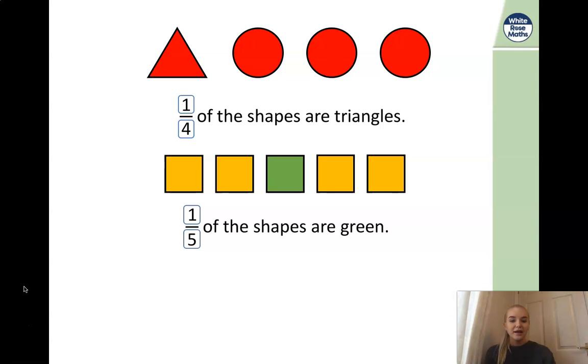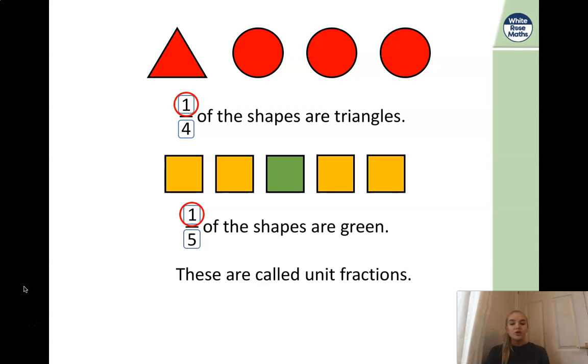Okay, you might have noticed that they both have the same numerator. They have a numerator of 1. These are called unit fractions. So it doesn't matter what my denominator is. If my numerator, my top number, is 1, that is called a unit fraction.